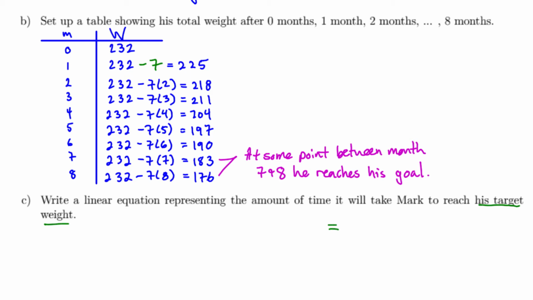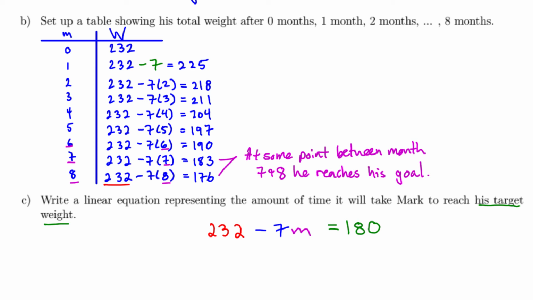So something is going to equal 180. Now, if we look up above, for each of these months, he starts at 232. So we'll take 232, and then each month we subtract 7, and then this is the part that's probably the trickiest part of this problem. We subtract 7 times the number of months. So we're subtracting 7m each month. So the equation we can write representing the amount of time it will take Mark to reach his target weight is 232 minus 7m equal to 180.